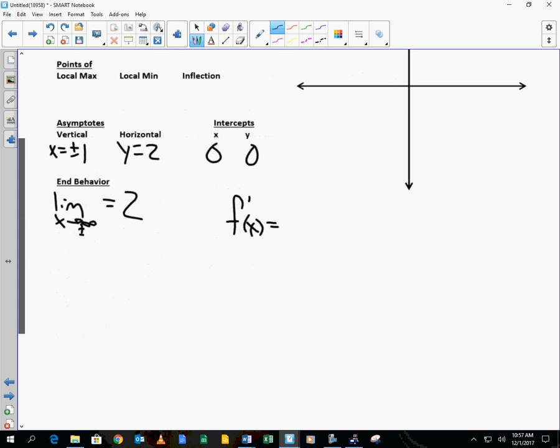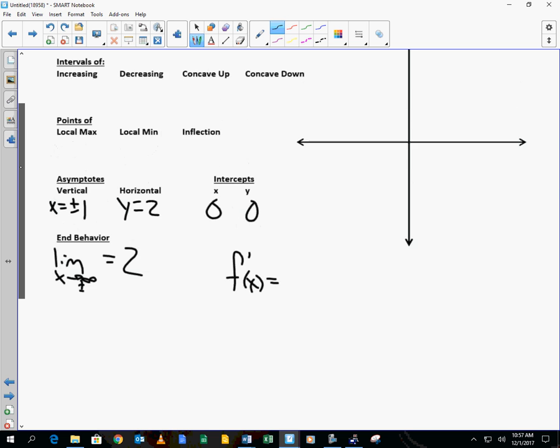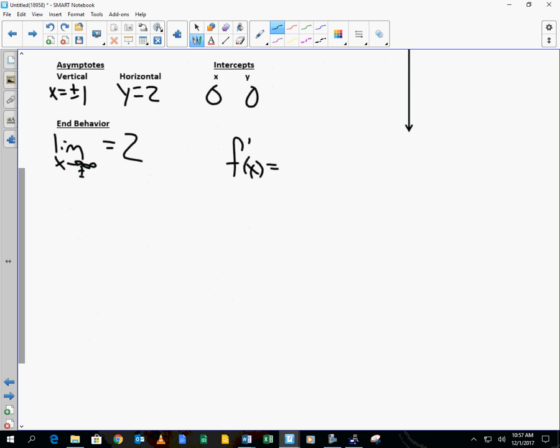I showed the other class how to do the problem a little bit differently, but nobody liked it, so I'm not going to do that. I would actually divide this through, but whatever. So we'll just do this. Derivative of the top, 4x, times the bottom, x squared minus 1, minus the top, which is 2x squared, times the bottom derivative, which is 2x, right? All over x squared minus 1 quantity squared.